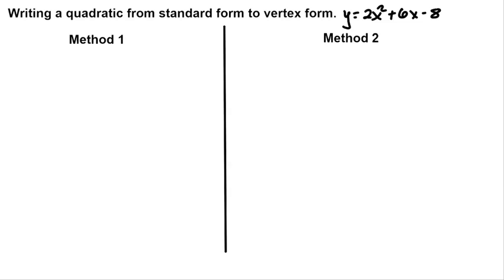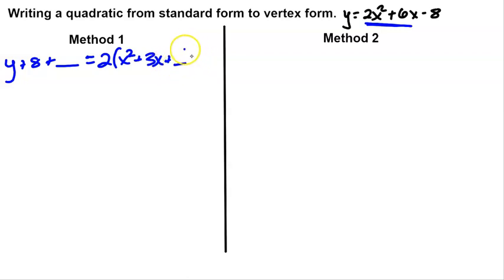My first method, I'm going to get that 8 to the other side. So to do that, I'm going to be adding 8 to both sides. So I'm going to have y plus 8 plus blank equals, and then over here, I'm going to factor out a 2. So I have a 2, and then I have an x squared plus 6 divided by 2 would be 3x, and then plus blank. Now the reason why I'm factoring out 2 is so I can complete the square. And you can only complete the square if your x squared is a 1x squared.